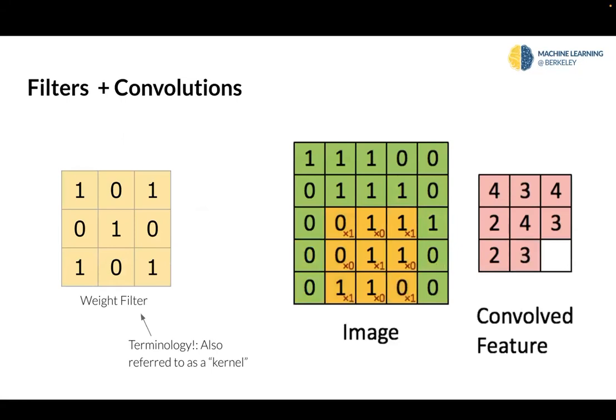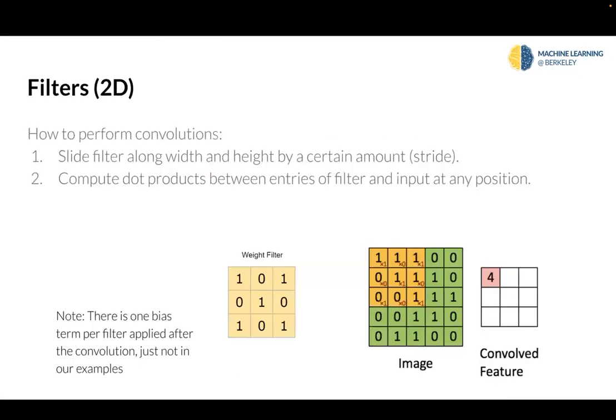The way this looks is we have a weight filter, which we also call a kernel, that slides over an image and it generates our convolved feature. The actual step of how to perform a convolution is, first of all, take the kernel, slide it along the width and height by a certain amount, which we call the stride, and then we compute dot products between the entries of a filter and the input at any position.